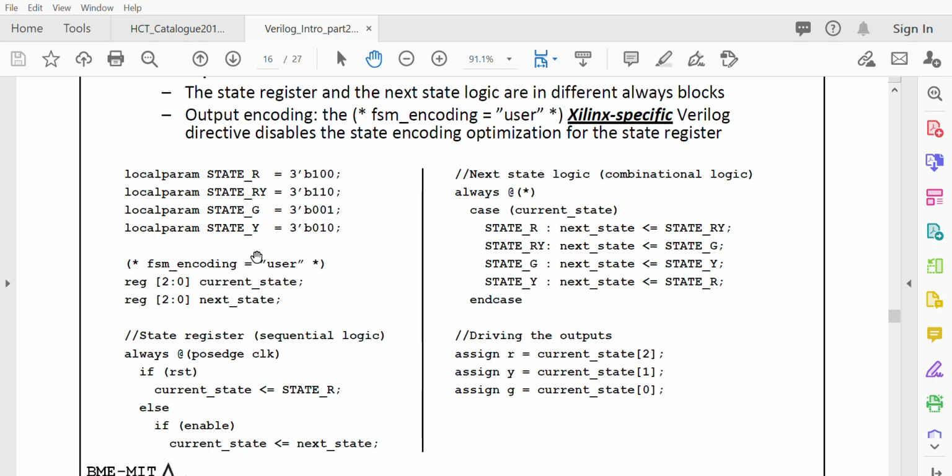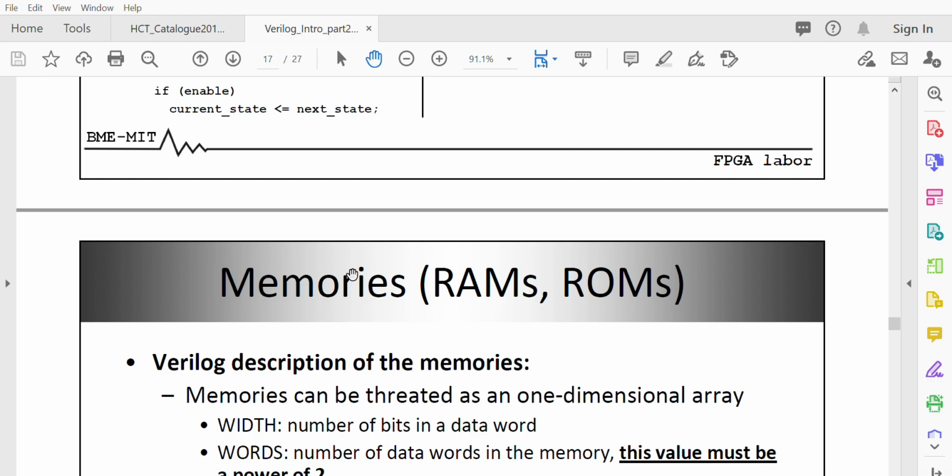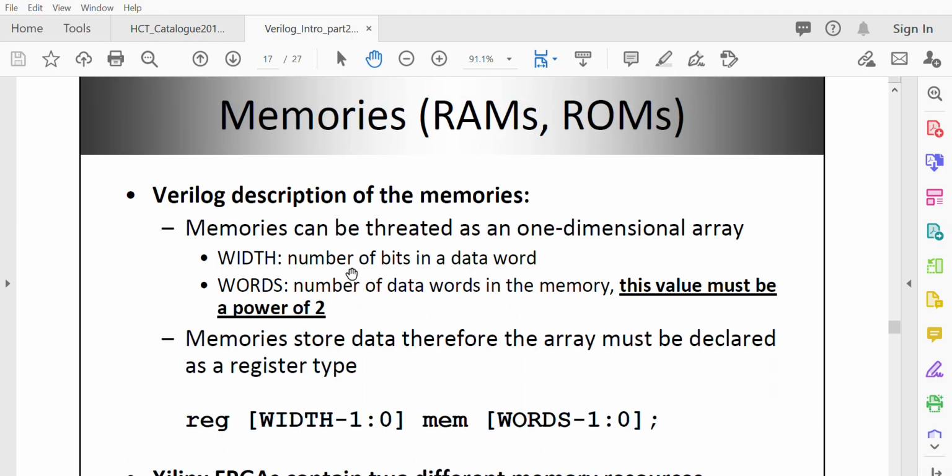This FSM encoding user means you are disabling the optimization. Why? Because in 3 bits you can have 8 states, and here you have only 4 states, which means the compiler can try to optimize and reduce a bit for you, but you say no, don't reduce it. This is what you are saying. But this is just valid for Xilinx. I don't know whether it's valid for Intel, but it's valid for Xilinx.